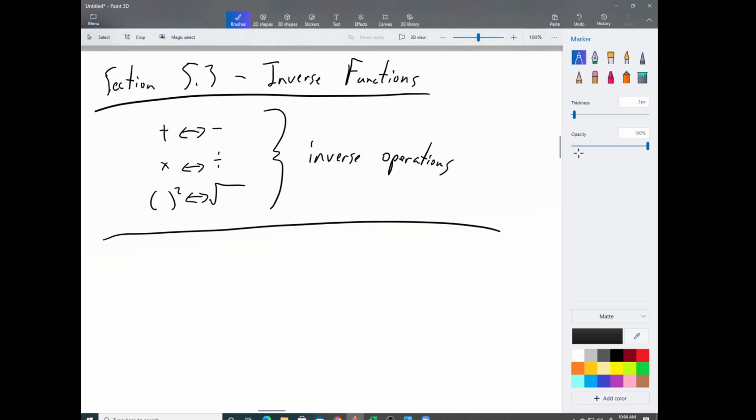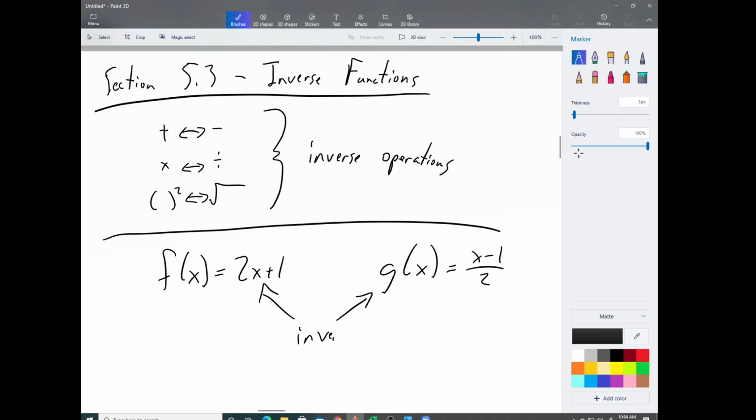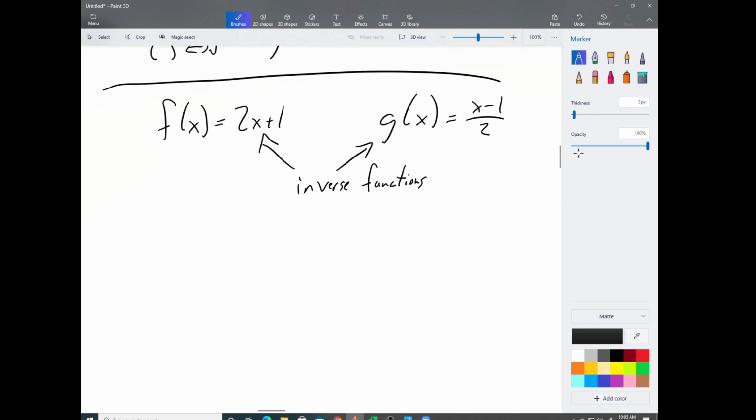Now, when I talk about functions, here's an example of inverse functions. And do you remember the process to find the inverse function yourself? See some head nods? What was the process? What do I have to do, say, to the f of x to get g of x?